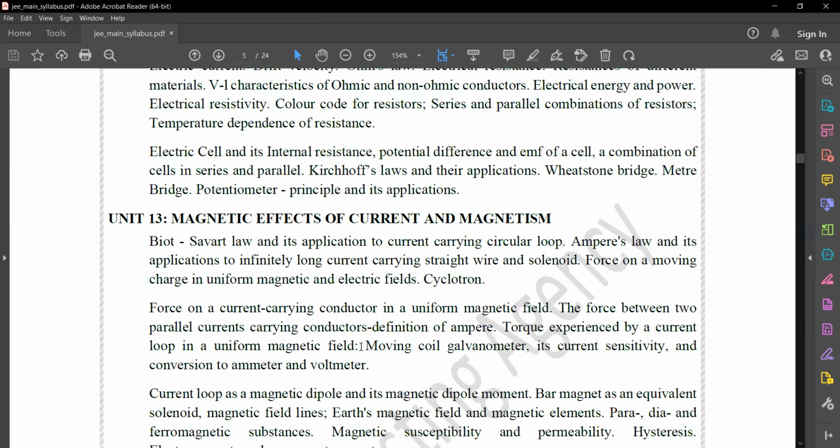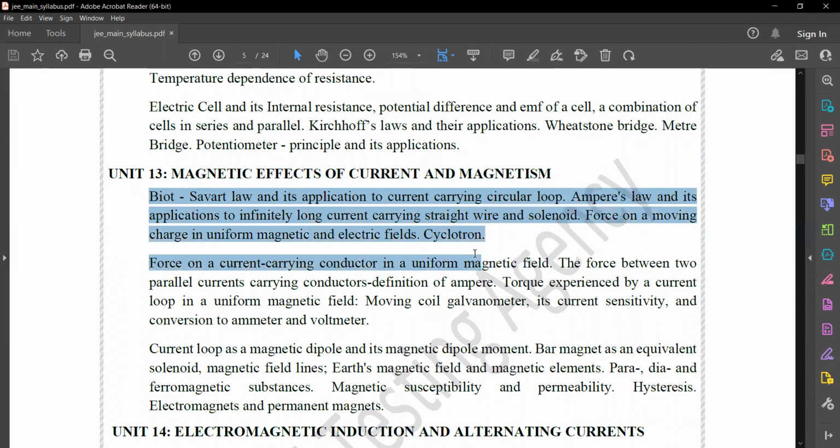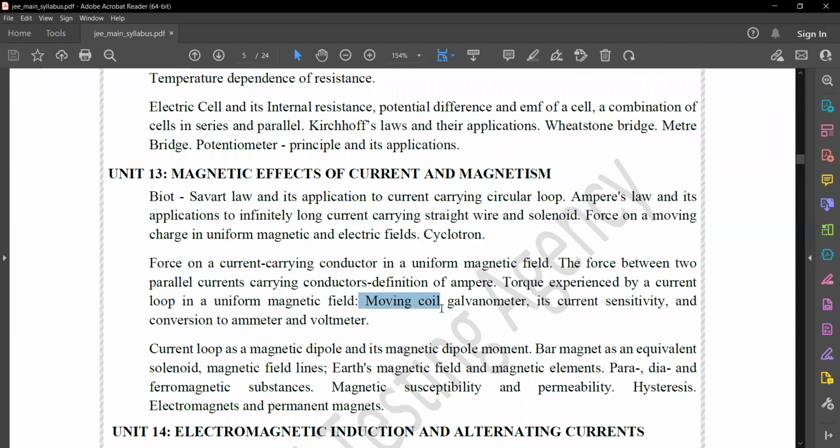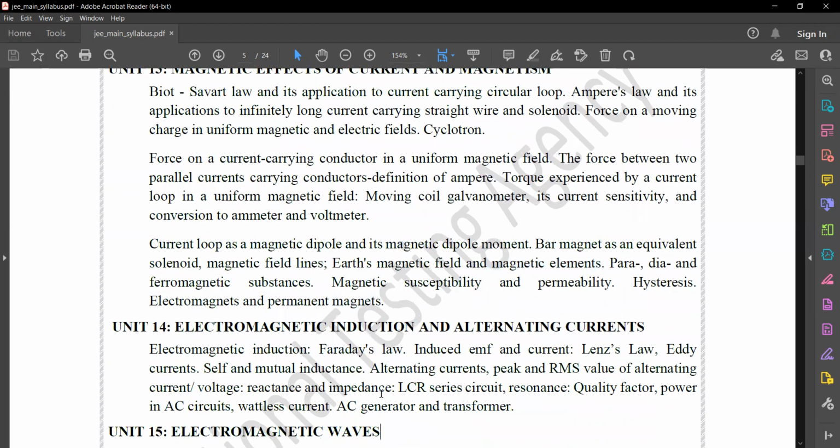Now, the fourth chapter of your NCERT book, class 12, magnetic effect of current and magnetism: Biot-Savart's law and its application, current carrying circular loop, Ampere's law, force on current carrying loop, moving coil galvanometer, current sensitivity, conversion to ammeter and voltmeter. Current loop is a magnetic dipole, its magnetic dipole moment, bar magnet and equivalent solenoid, magnetic field lines, earth's magnetic field, magnetic moment, paramagnetic and ferromagnetic substances. All these things are there in your fifth chapter, fourth and fifth combined.